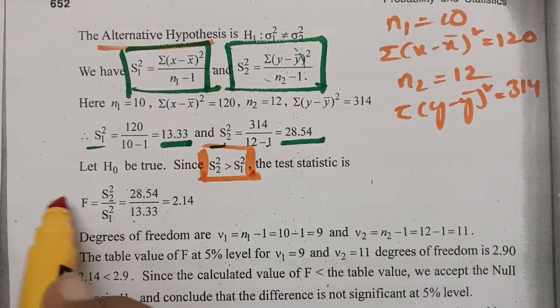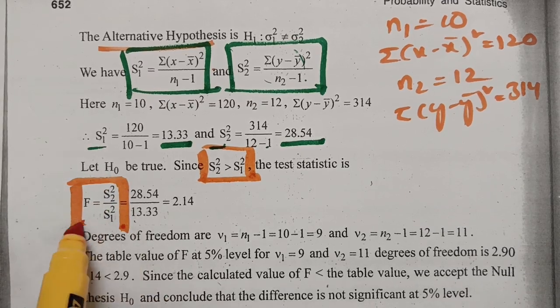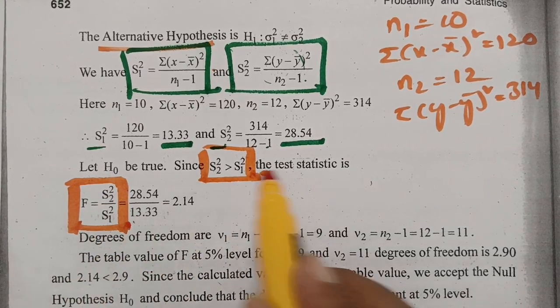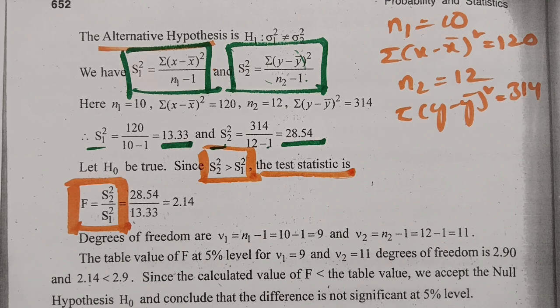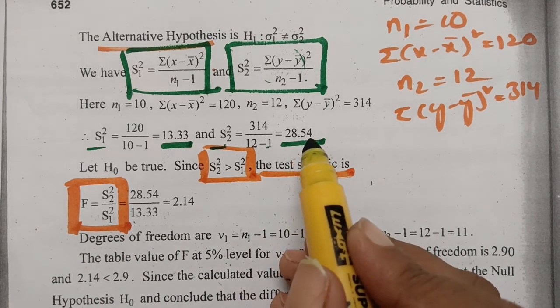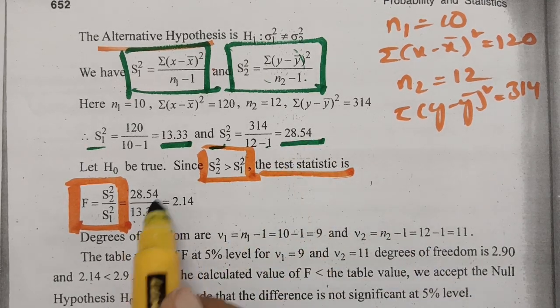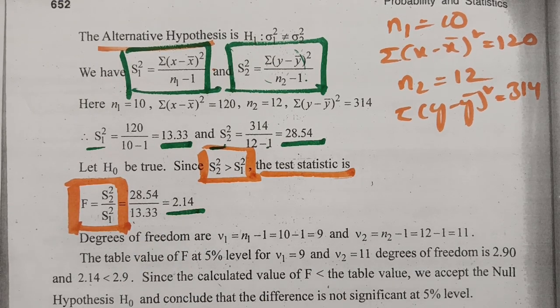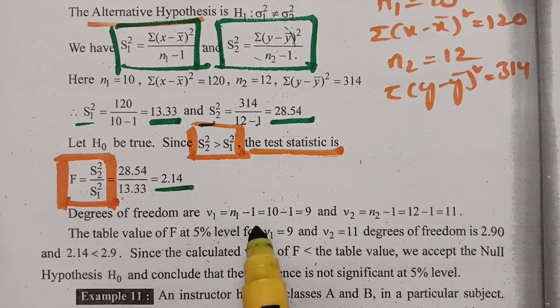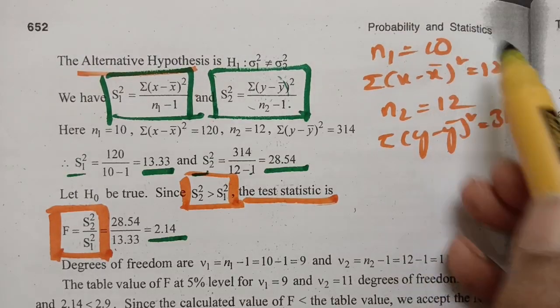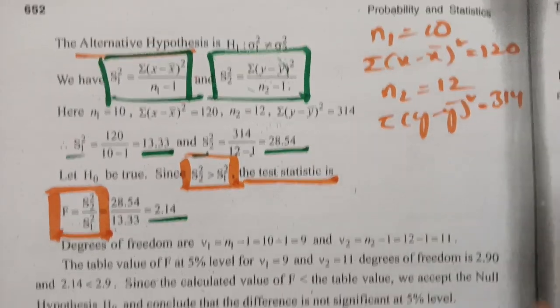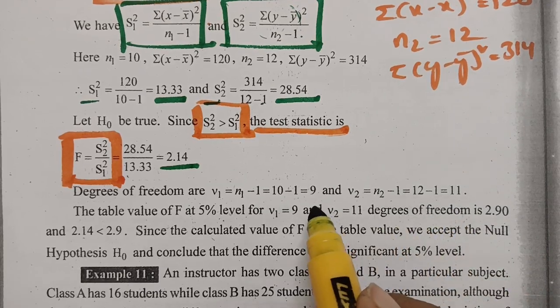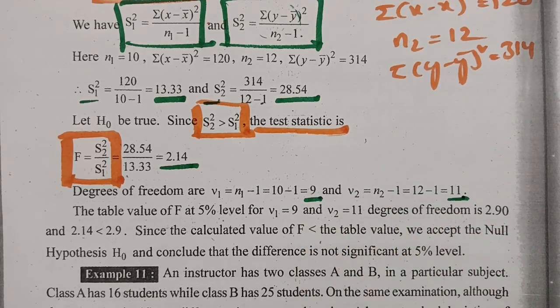Clear? Therefore our test statistic formula changes to S2 square by S1 square. Which is bigger? That should be in the numerator. That is 28.54 by 13.33, and the value here is 2.14. The degrees of freedom are n1 minus 1, so 10 minus 1, 9, and 12 minus 1 is 11. That is, 9 and 11.